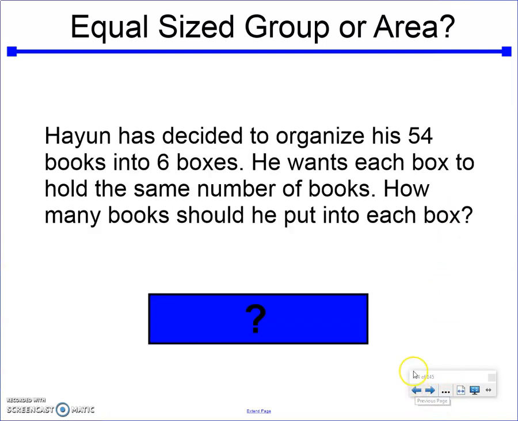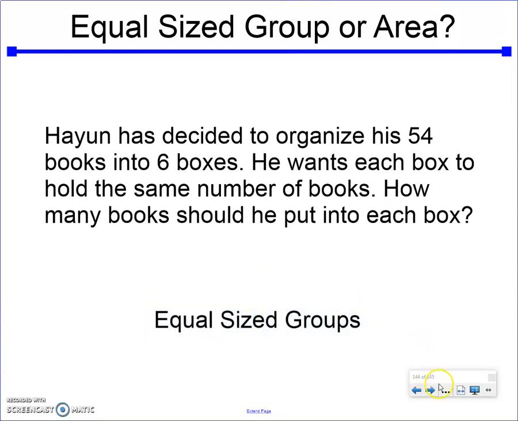What about this problem? Hayun has decided to organize his 54 books into 6 boxes. He wants each box to hold the same number of books. How many books should he put into each box? Is this an equal-sized group or area story problem? I agree. Since Hayun is organizing books, which are physical items, into boxes, this is clearly an equal-sized group problem.